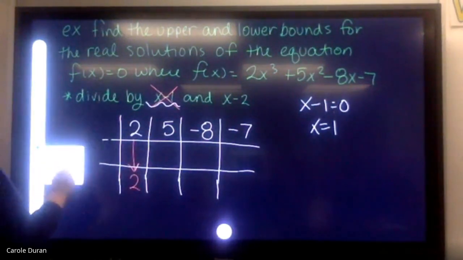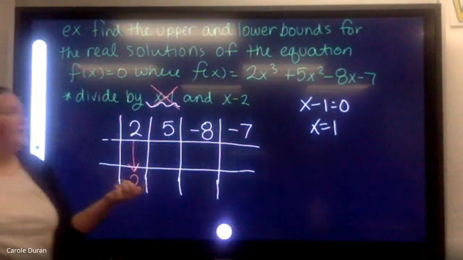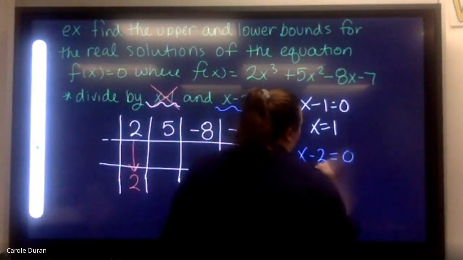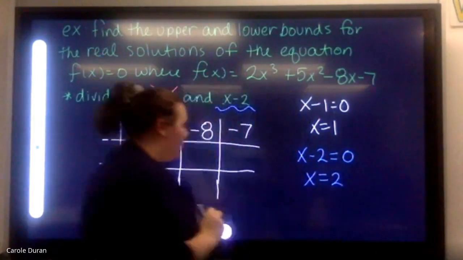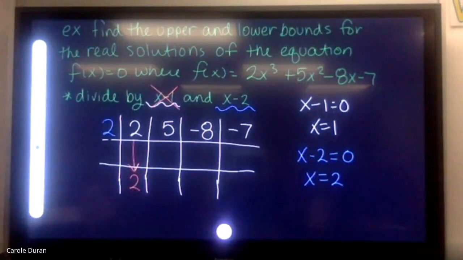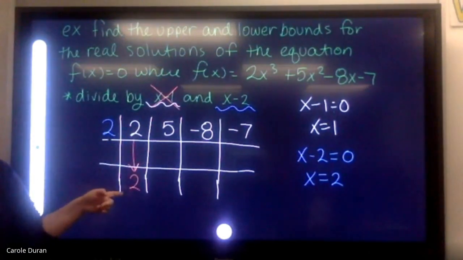Okay, so x minus 1 didn't work since I didn't have the same sign in all of my terms. So now I'm going to try the x minus 2. Same thing as before. I'm going to take the x minus 2 and set it equal to 0 and solve for x. And when I do, I get x equals 2. So 2 is the number that's going to go in that top left box. And then I do it all over again. This first coefficient is always the one that drops straight down.